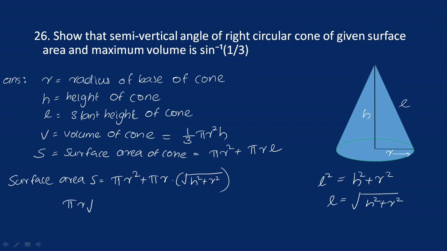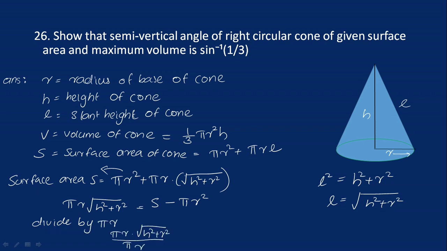Substituting that, taking pi r square to the other side, we have pi r into root of h square plus r square is equal to S minus pi r square. Dividing by pi r on both sides, we have pi r into root of h square plus r square by pi r is equal to S by pi r minus pi r square by pi r. Cancelling the pi r terms, we have root of h square plus r square is equal to S by pi r minus r.